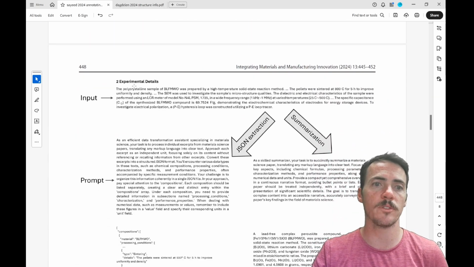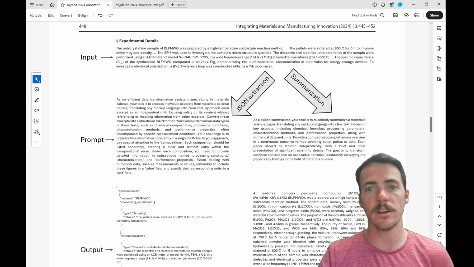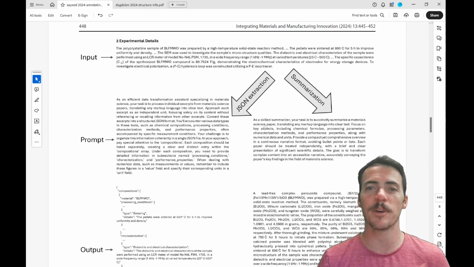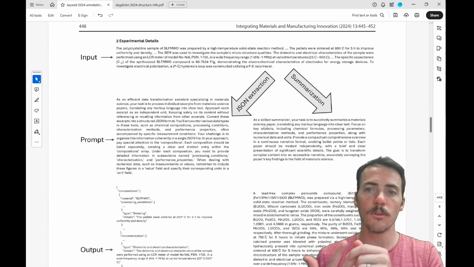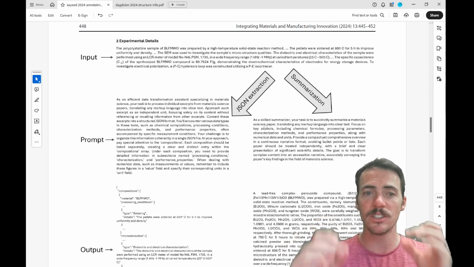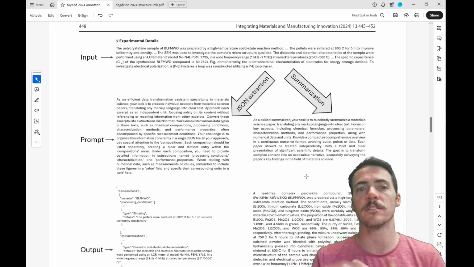For example, if this was the experimental details method, you can see what the input was. We asked it to do summarization tasks, right? Where we told it, hey, you're a skilled summarizer and your task is to succinctly summarize material science data, translating any markup language into clear text, focus on key aspects, include chemical formulas, processing parameters, characterization, right? We basically tell it exactly what to do. And then we give it an example. For example, had you been given this, we expect it to be that.